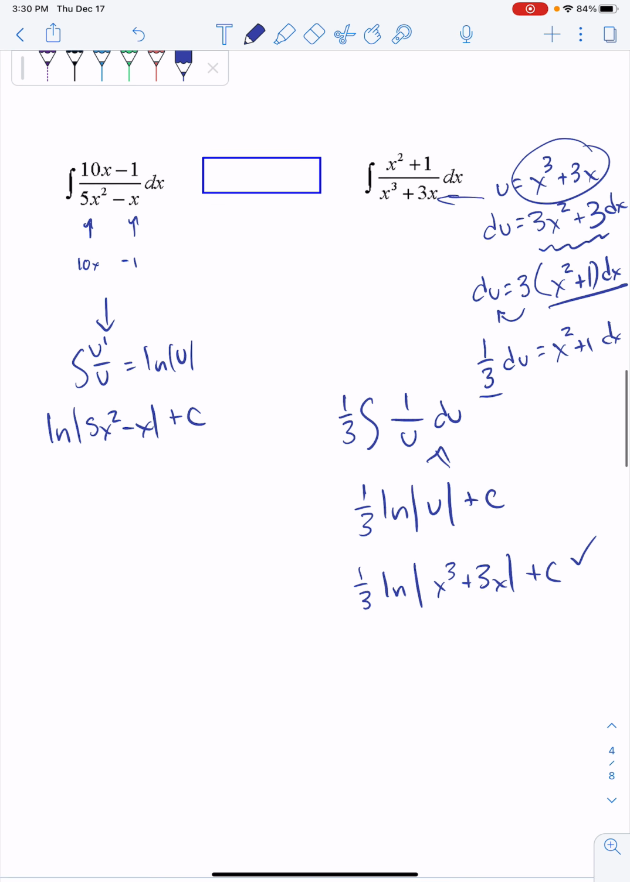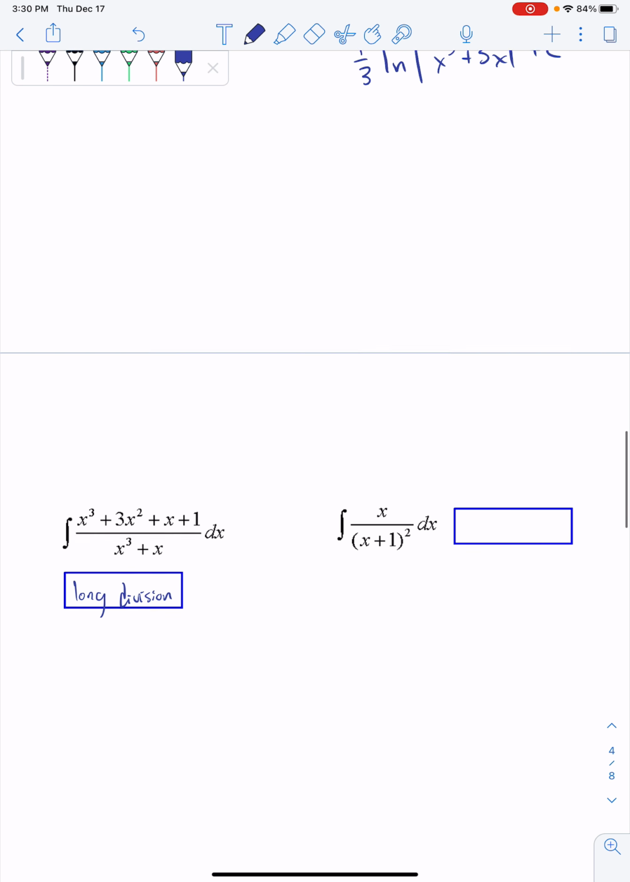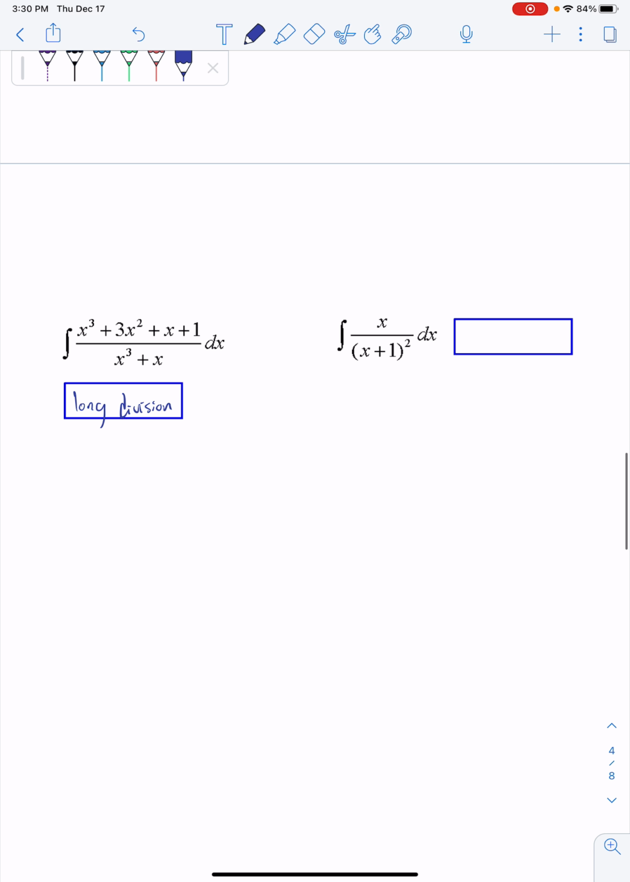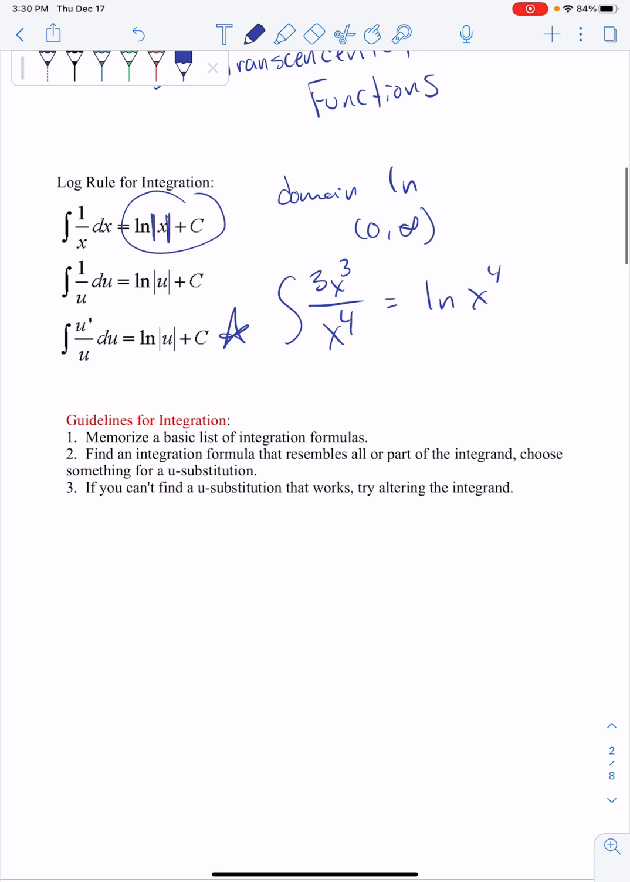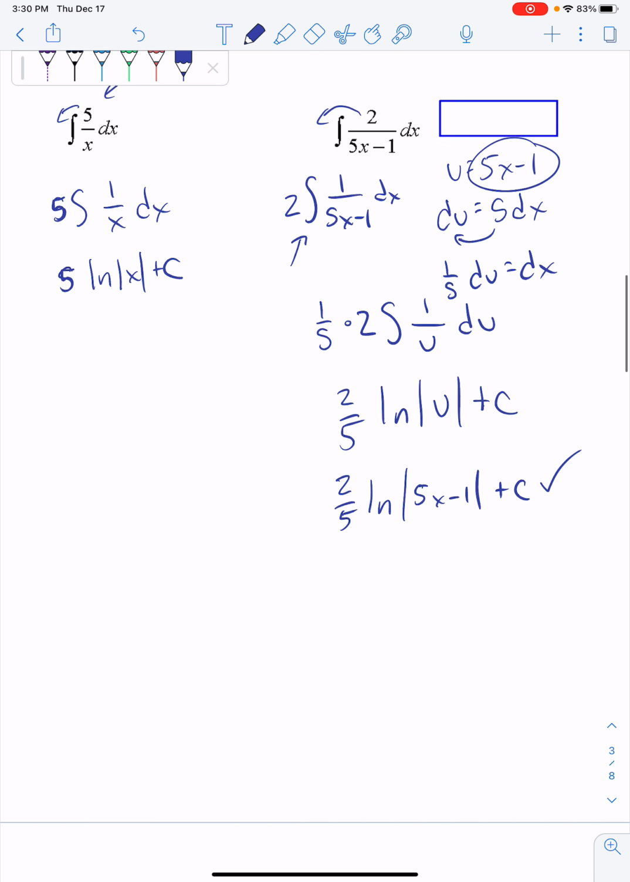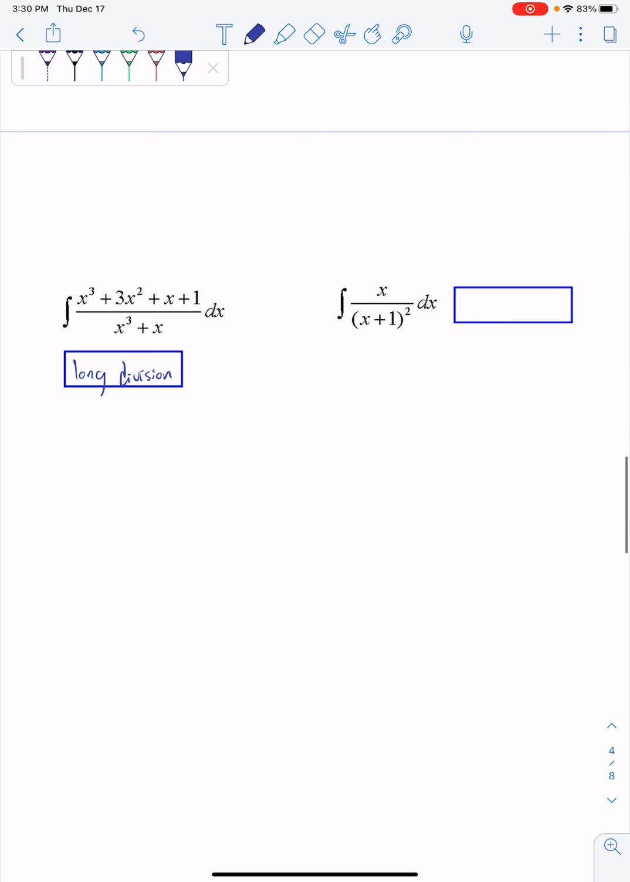So moving on, let's try some fun ones. This one, the integral of x cubed plus 3x squared plus x plus 1, all divided by x cubed plus x dx. So back when our third hint was, if you can't find a u substitution, try to alter the integrand. That kind of is what this problem is wanting you to do.